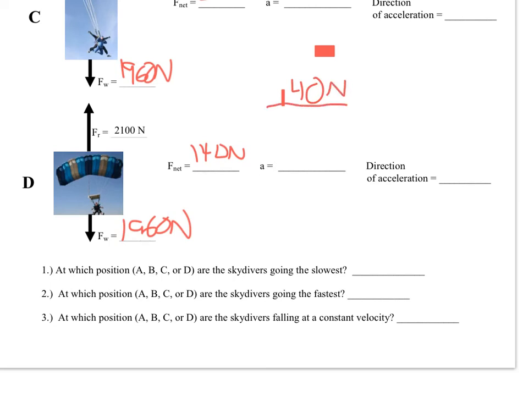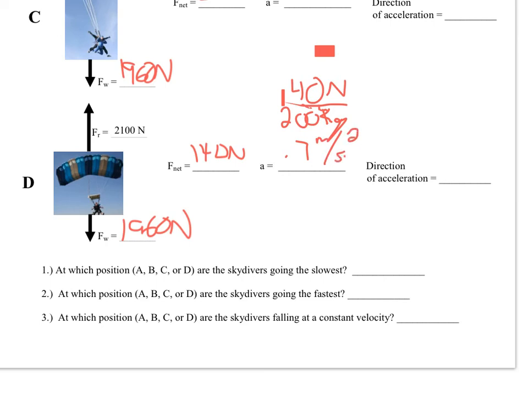divided by a mass of 200 kilograms. And you will get an answer of 0.7 meters per second squared.